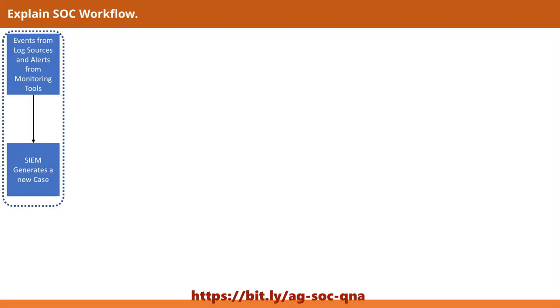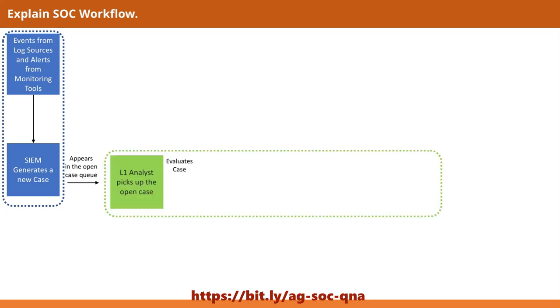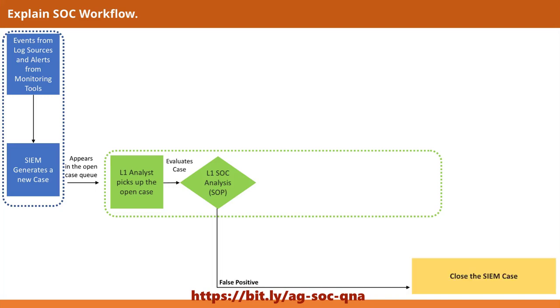Explain SOC workflow. It all starts with events from log sources and alerts from monitoring tools fed into SIEM. SIEM will do the correlation and generate new cases. All these cases appear in the open queue and will be picked up by L1 analysts. So the L1 analyst does the analysis using standard operating procedures, and he has three decisions to make. One is the case is a false positive, in which case he will close the case.